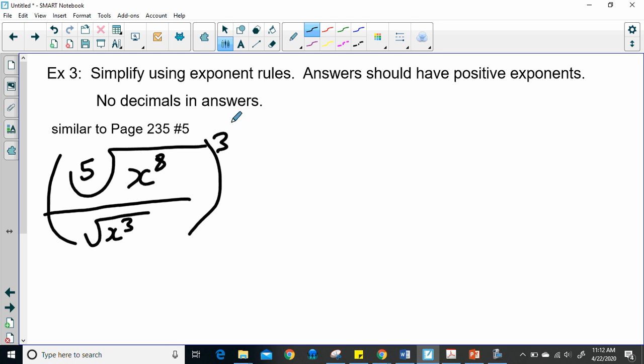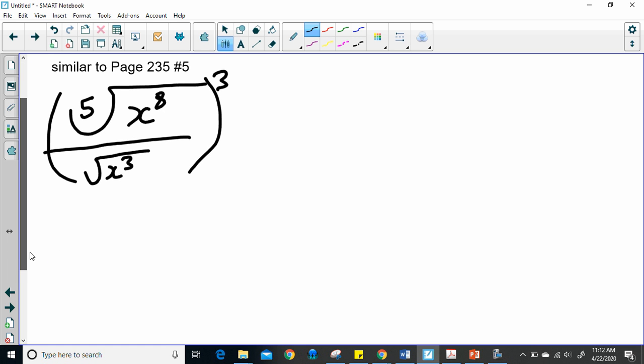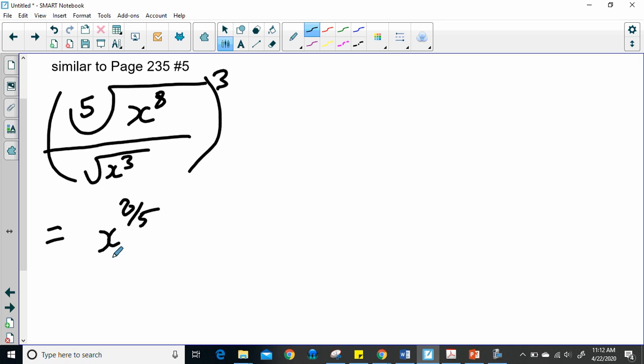I'm going to ignore this 3 on the outside first, and I'm going to simplify what's happening on the inside. I'm going to do that because there's only x inside. So I can definitely do some simplification on the inside of my fraction here. So let's see. That equals, I have x to the 8 over 5 in my numerator. And in my denominator, I have an x to the 3 over 2, because remember there's an invisible 2, an understood 2, in there, all to the exponent 3.